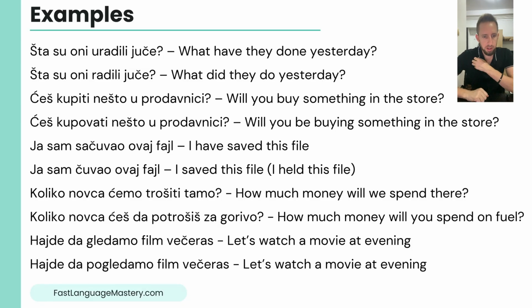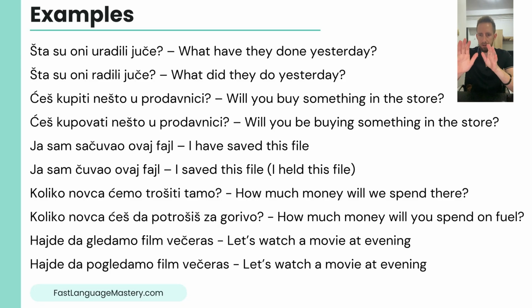Next example. Ja sam sačuvao ovaj file. I have saved this file. Ja sam čuvao ovaj file. I saved this file. In the first example, ja sam sačuvao ovaj file, it means I have saved this file, for example, on my computer. And then, ja sam čuvao ovaj file, it means that I saved this file.